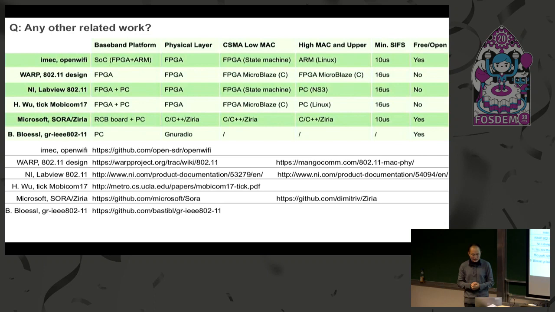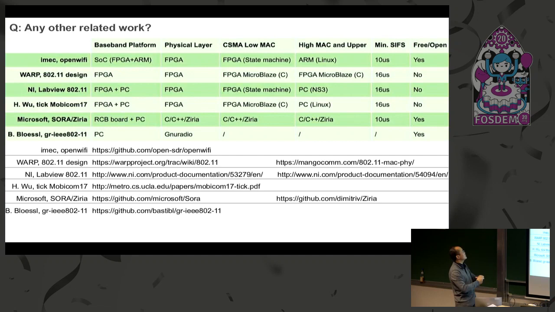Such as, the first row is our implementation. The second row is WARP, which originated from Rice University a long time ago. I think some of you used that FPGA design, but it's a pure FPGA. There's no Linux, no native Linux framework, right? And National Instruments LabVIEW, they have the whole FPGA Wi-Fi design based on USRP, right? With the X300 series, where there is a big FPGA inside. If you have budget, yes, you can use National Instruments.